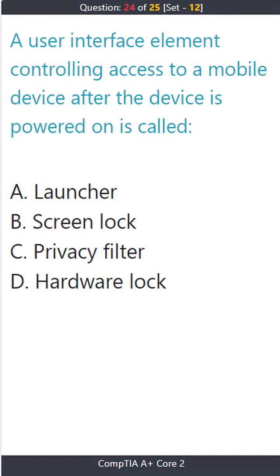Question 24. A user interface element controlling access to a mobile device after the device is powered on is called A. Launcher. B. Screen lock. C. Privacy filter. D. Hardware lock.